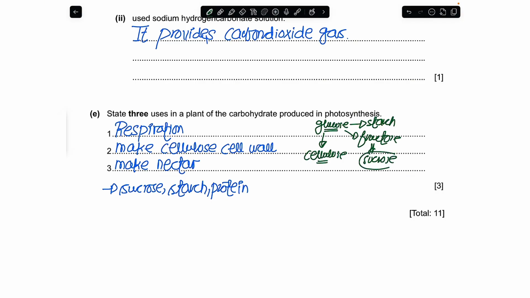And when the sucrose has been made in the leaves, it would be loaded into the phloem and translocated to the storage organs or to the sink of the plants. Other than that, the glucose would also combine with the nitrate ions, and as a result we would be able to make amino acids, which would further combine to make protein.